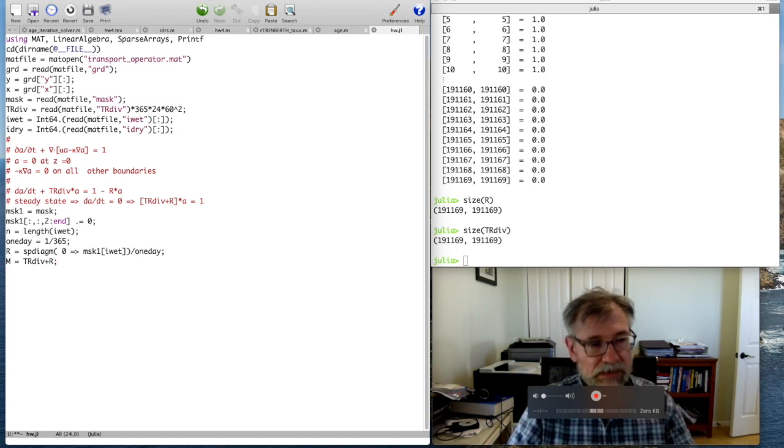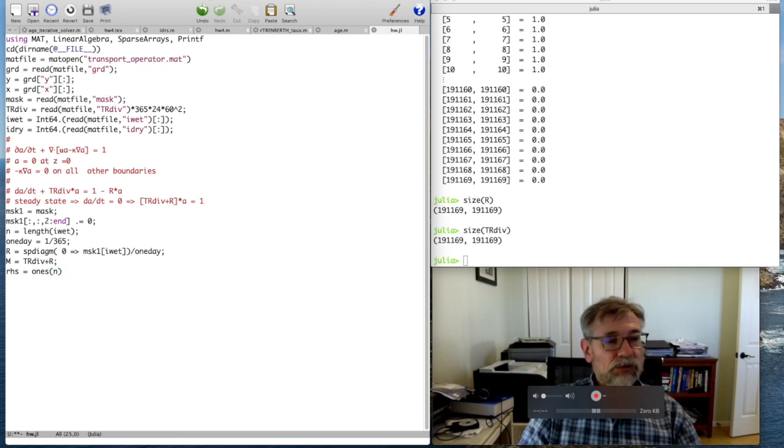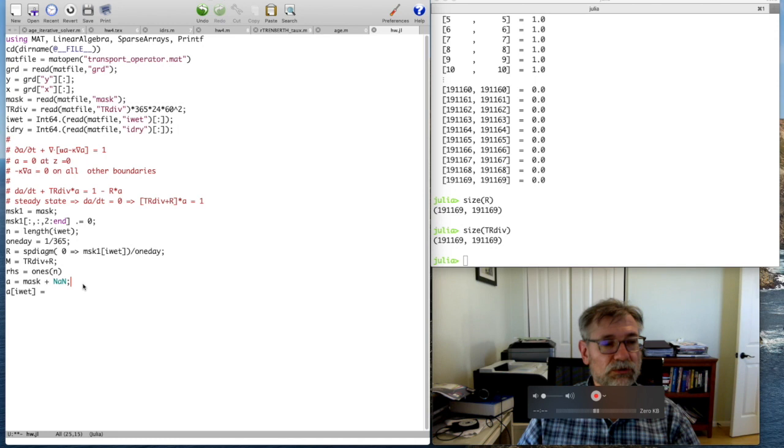All right, then I need to make the right hand side. The right hand side is going to be 1s of n, and then I will solve for the age. So the first thing is I will initialize a 3D array, the same size as the mask, and I'm going to set all the values to NaNs. And then I'm going to replace those values of A, which happen to be wet grid boxes, by the solution to this equation. The solution is just M backslash right hand side of I wet. Yeah, that's correct.